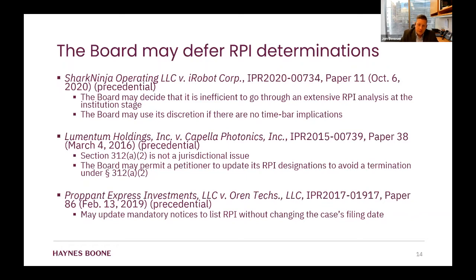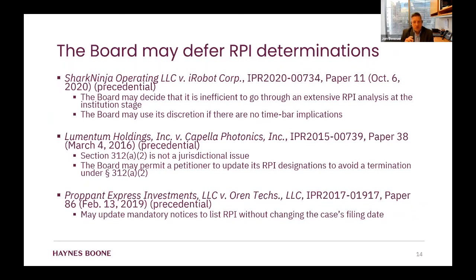Then the board realized that this was getting out of hand. It was really getting out of hand because there was so much energy and time and money spent on RPI fights before the board ever instituted. So the board designated this Shark Ninja case, that you see as the first case here. What that stands for is that the board can exercise its discretion to defer an RPI determination until later in the trial.